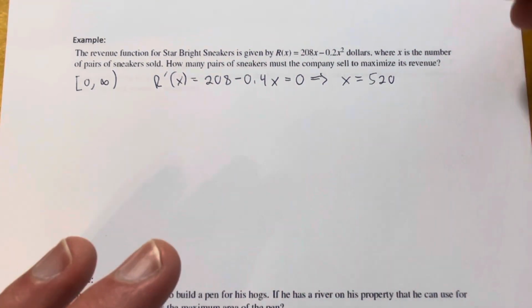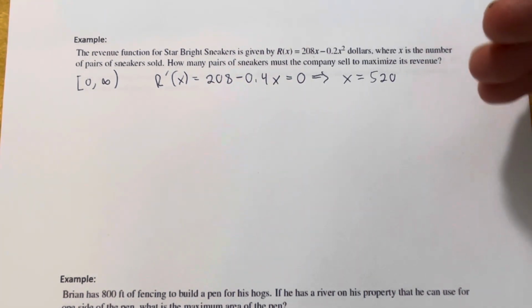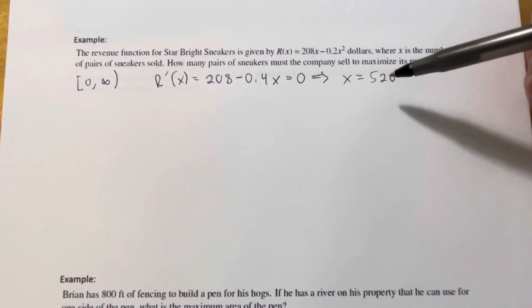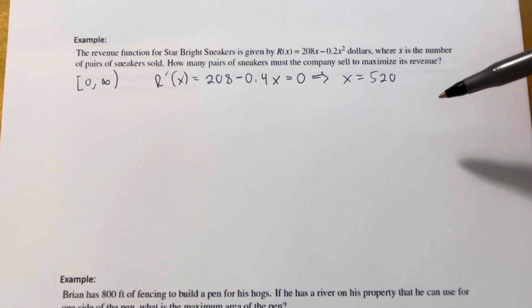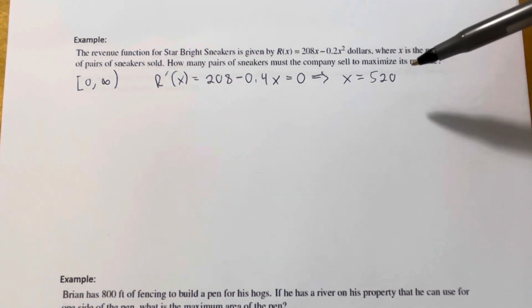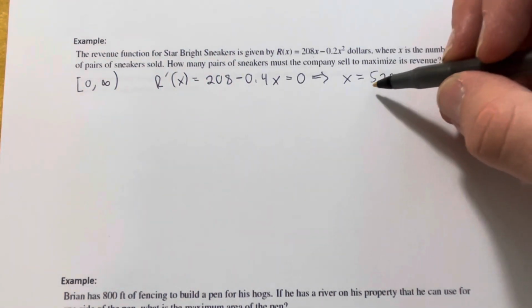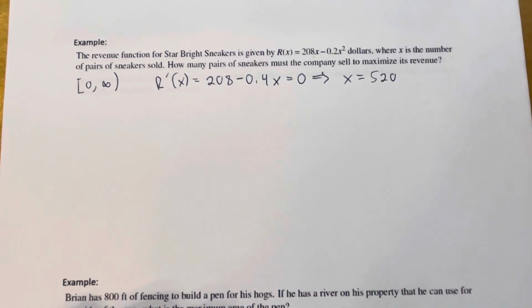Now, at this point, you might look at that and just think, okay, we've solved it. We have to sell 520 pairs of sneakers to maximize revenue. And you would technically be correct. However, we have not done the steps to verify whether this gives us a maximum or a minimum value. So that's where we want to go a little bit further and tell which of those two it is. So there's 2 options that we have available to us. We can either use our first derivative test or our second derivative test.